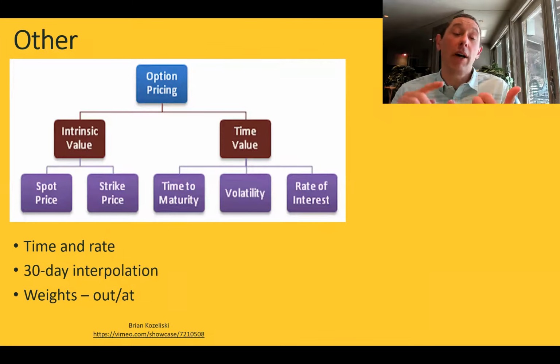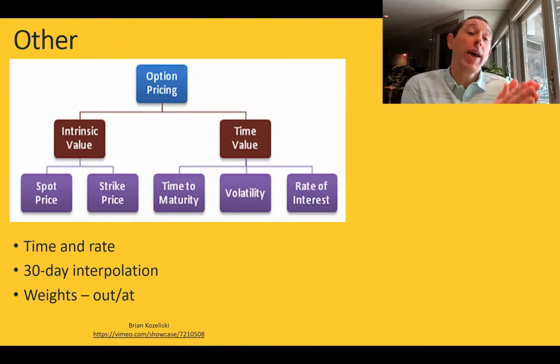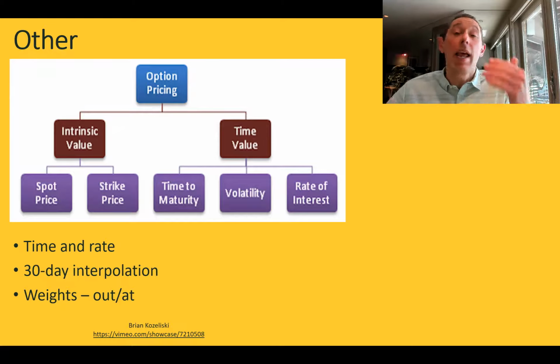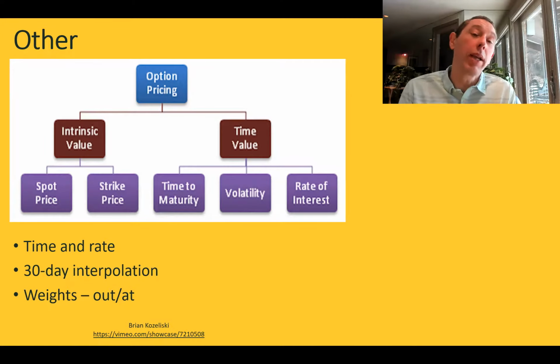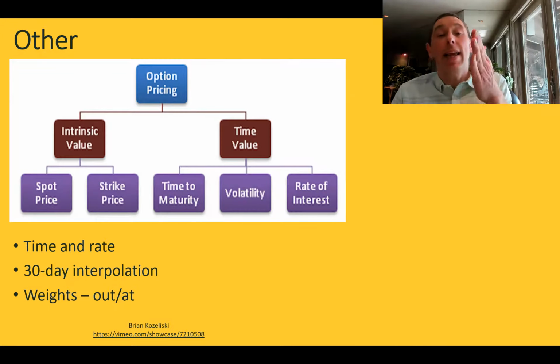Also, in terms of the time to maturity, very accurate there. We use up-to-the-minute information there. The rate is going to be the rate based on when that option expires. So if it's a 23-day option versus a 37-day option, the interest rates are going to be different. And then this basket is kind of aggregated together, so we get an average of 30 days. We're also going to weight the options depending on if they're out of the money or at the money. In fact, the at-the-money options are the ones that are going to get the heavier weights versus the ones that are far out of the money.